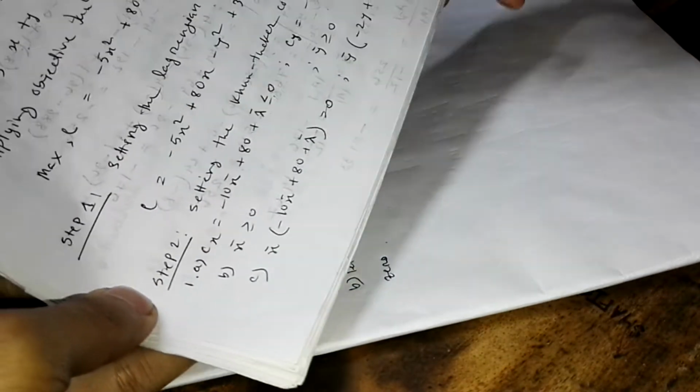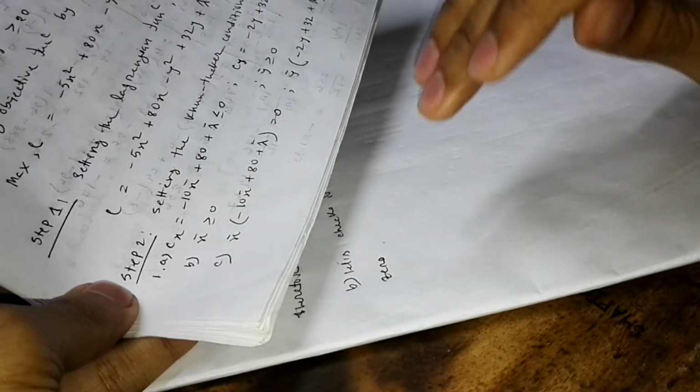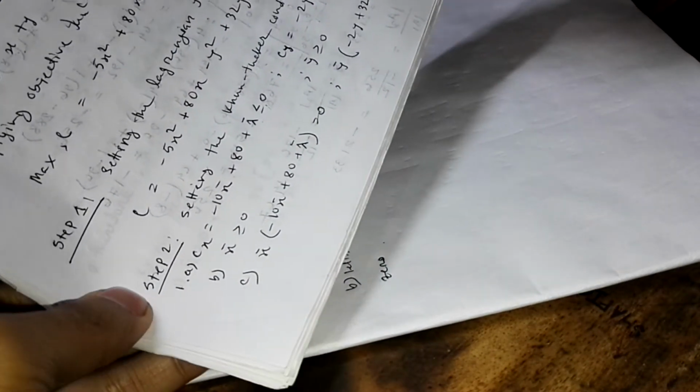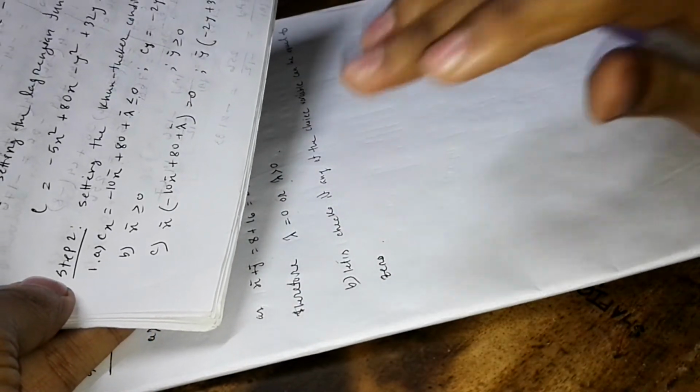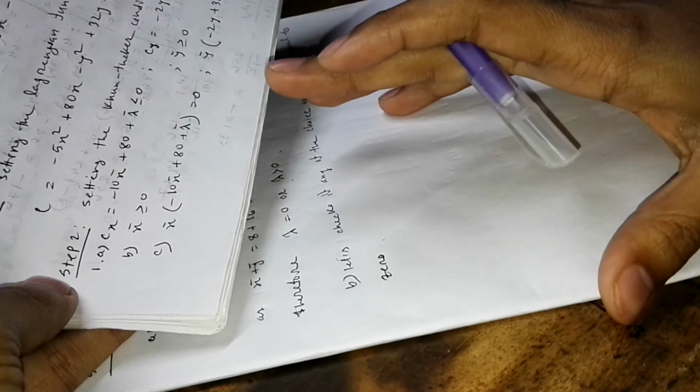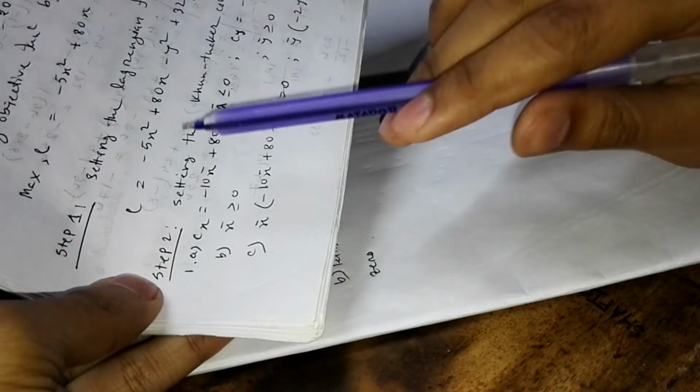Be careful about it. If you didn't understand, just go to the previous video on my channel, which is a maximum problem of nonlinear programming, and compare it in this particular section. Okay, the Kuhn-Tucker condition testing part B.